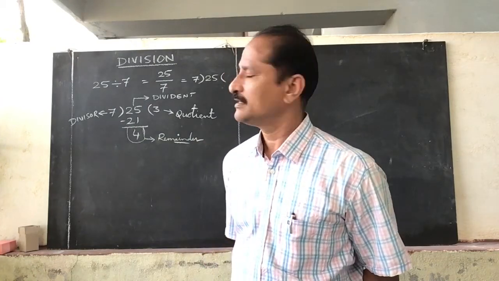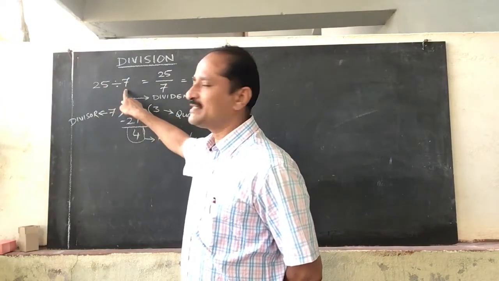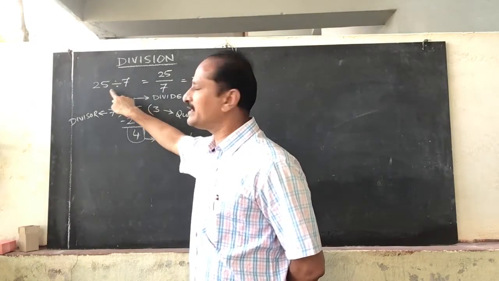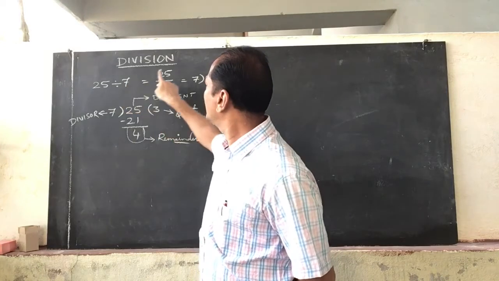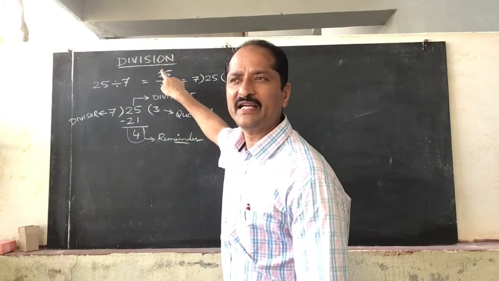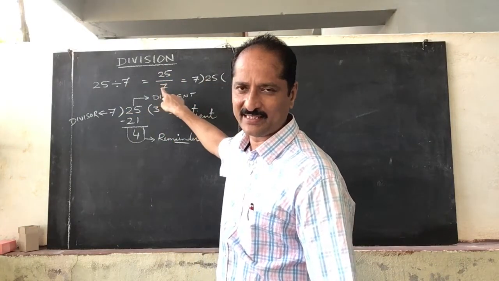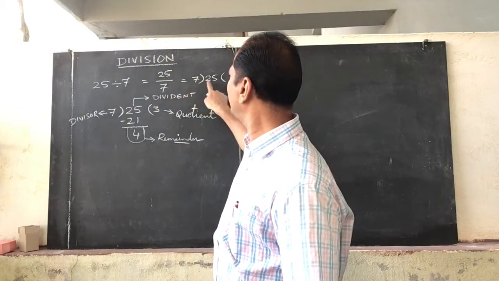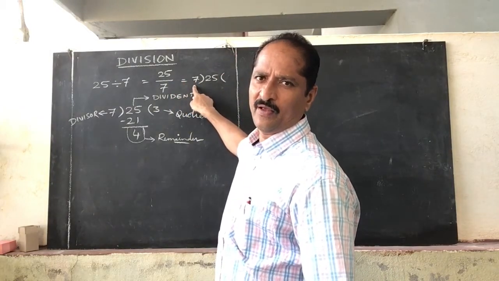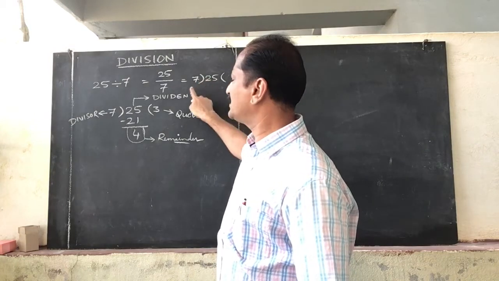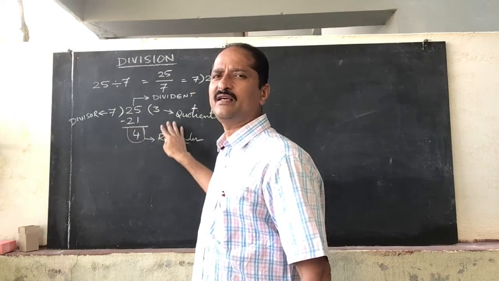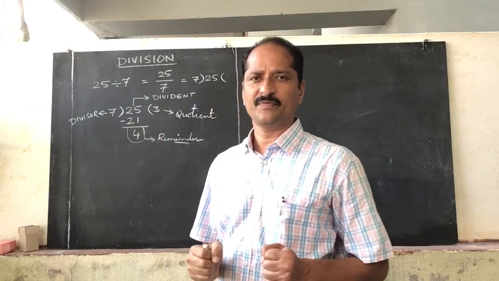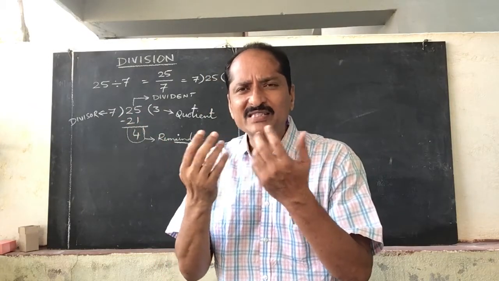That means 25 divided by 7 can be written like this, and this can also be written in the form of a fraction like this. 25 divided by 7, we can call this 25 divided by 7. Whenever you are dividing 25 with 7, the process will be like this. That means dividing 25 into 7 parts.